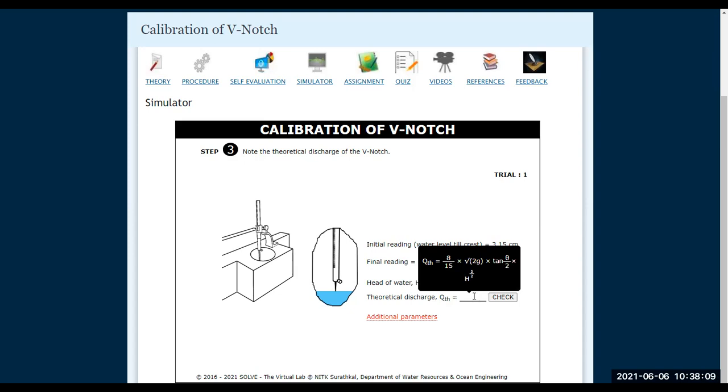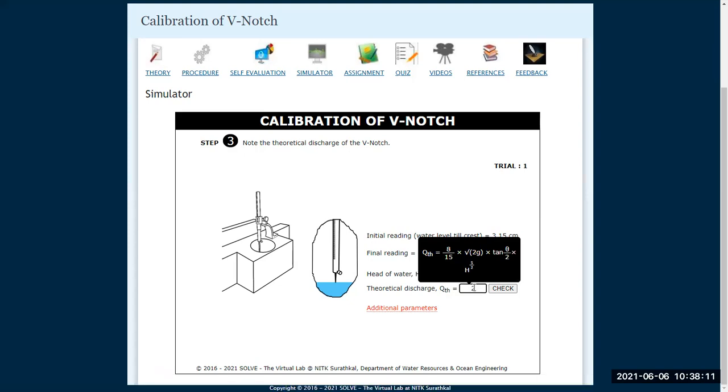Let us just check whether the answer is correct or what. So it is 2486.353. See, the answer is a little variation. We got 2486.3. So the correct answer, we got it.